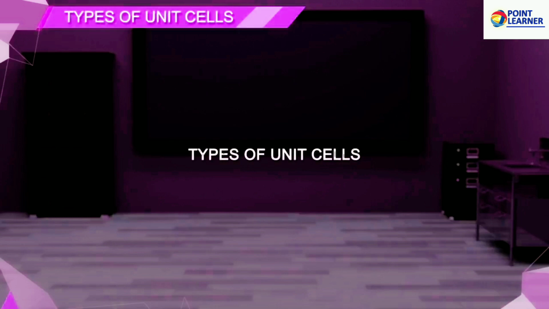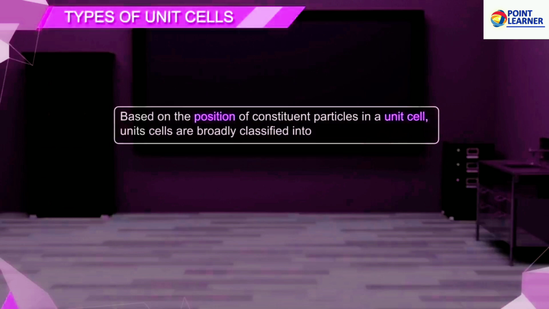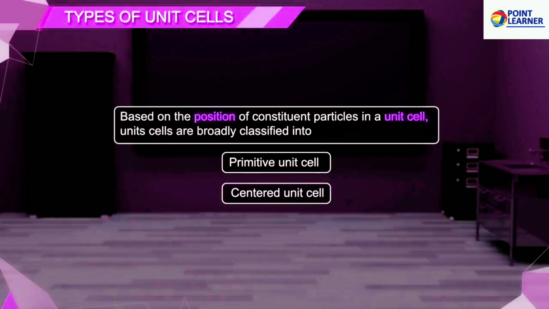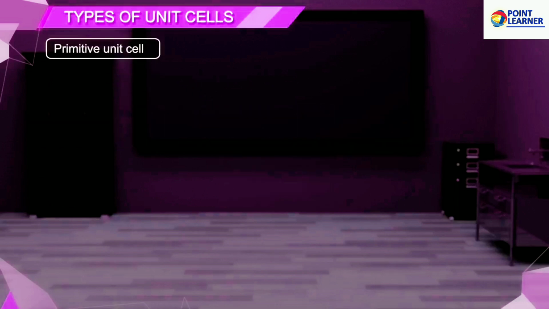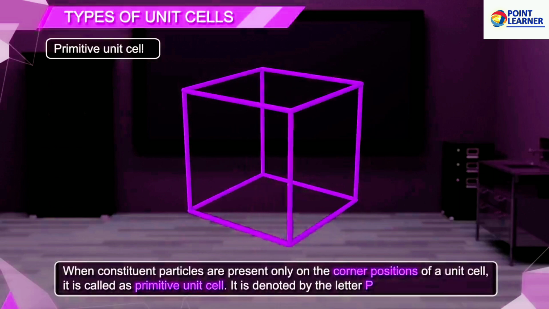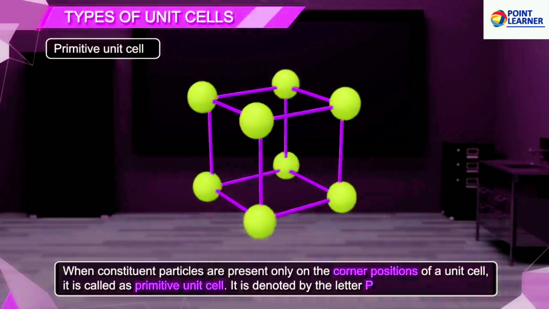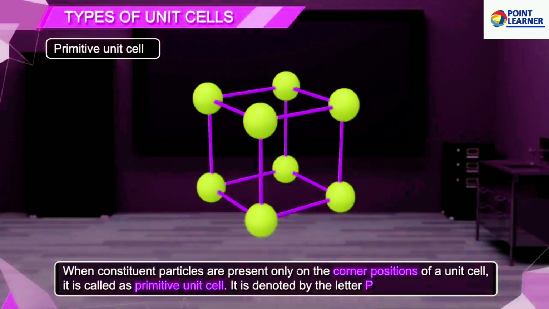Types of unit cells. Based on the position of constituent particles in a unit cell, unit cells are broadly classified into primitive unit cell and centered unit cells. Primitive unit cells: when constituent particles are present only on the corner positions of a unit cell, it is called a primitive unit cell. It is denoted by the letter P.